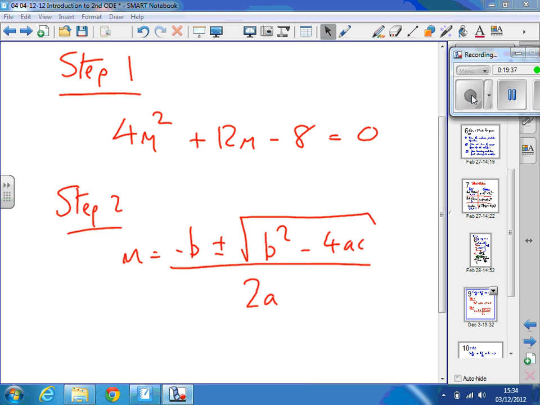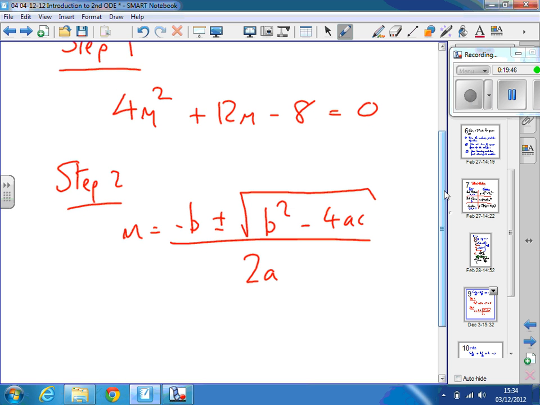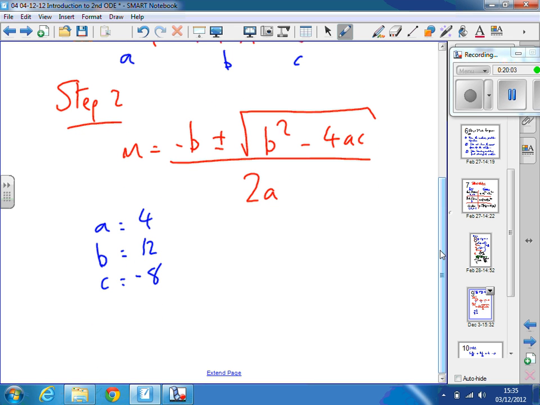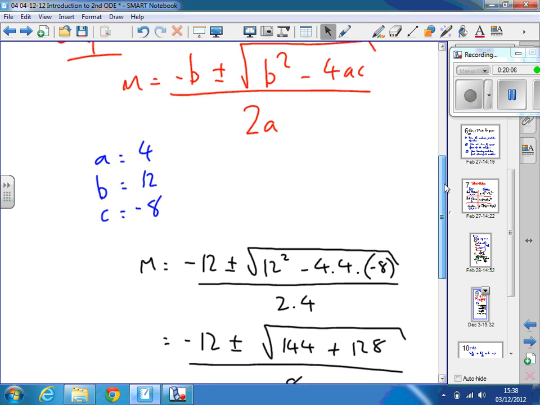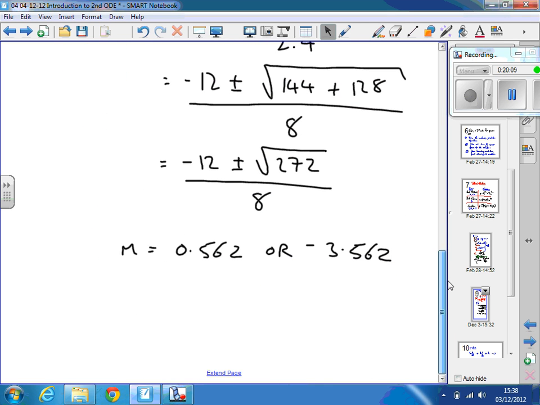So step 2, solve it. What equation do we use to solve it? The quadratic formula. In this case, a, b, and c are given by these: a is the coefficient of m squared, b is the coefficient of m, and c is the constant. So a equals 4, b equals 12, and c equals minus 8. I'll leave you to do that. Solving it, you should get m equals 0.562 or minus 3.562. So that was step 2.